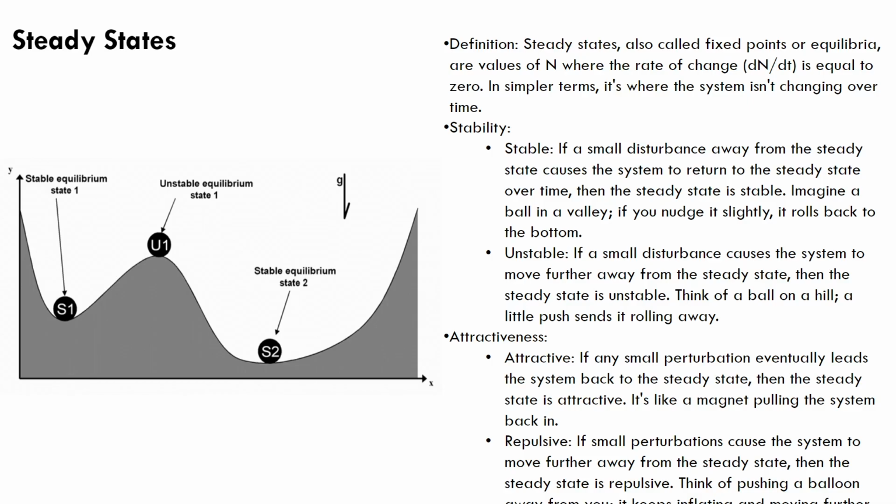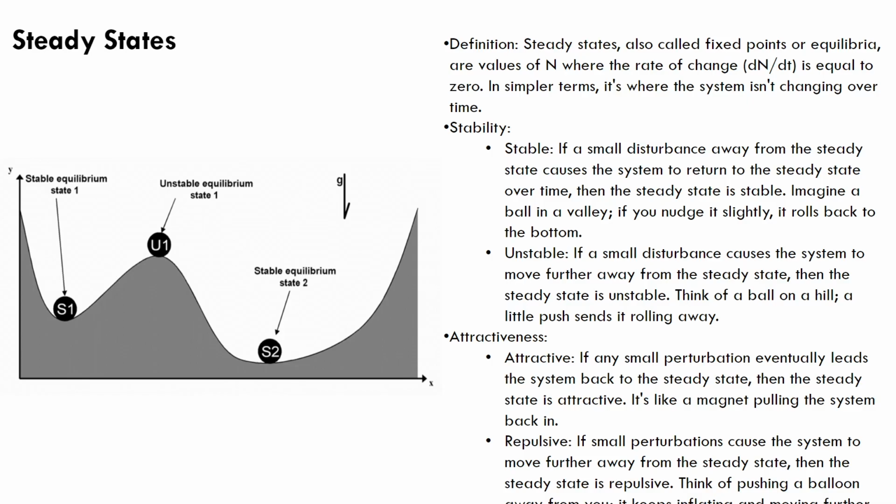So, if any small perturbation leads the system back to its steady state, then the steady state is attractive. It is like a magnet pulling the system back in. So, S1 and S2 are attractive steady states. If you try to move it, it will pull it back. And another point is a repulsive steady state.